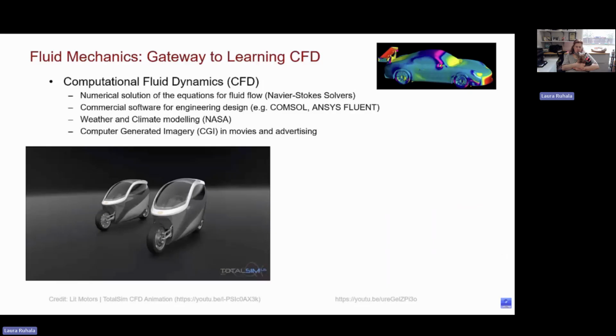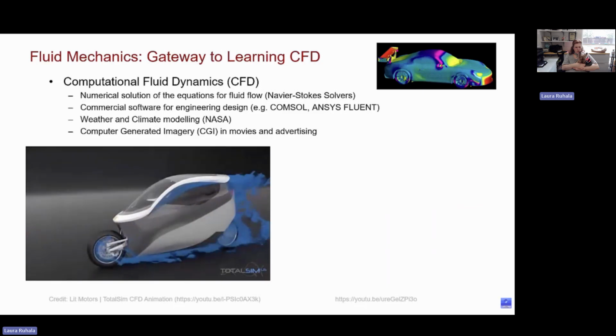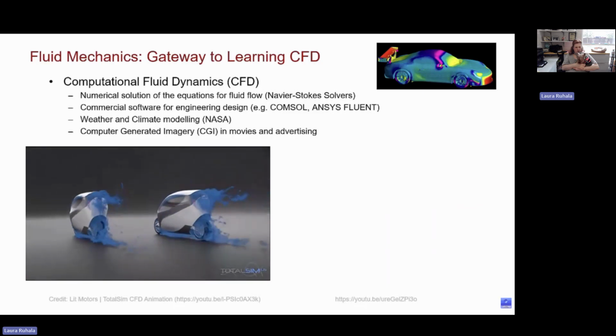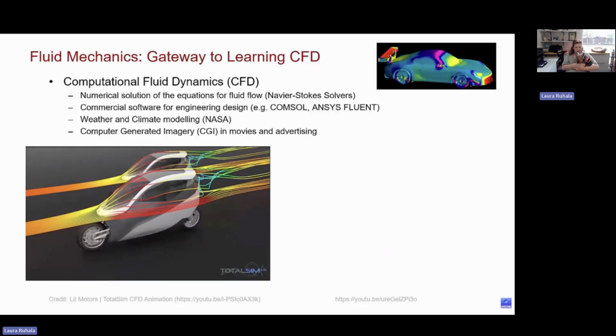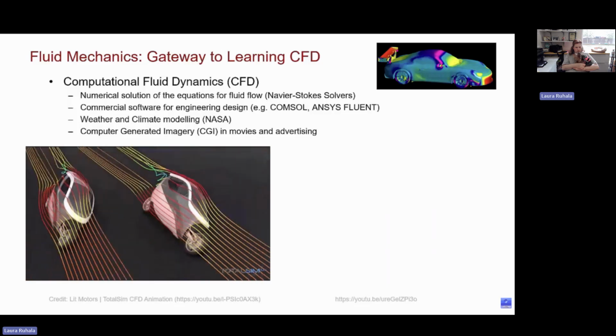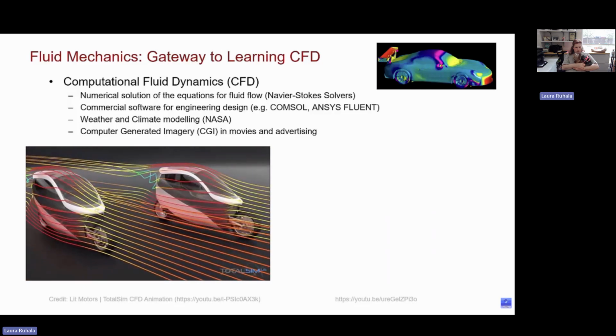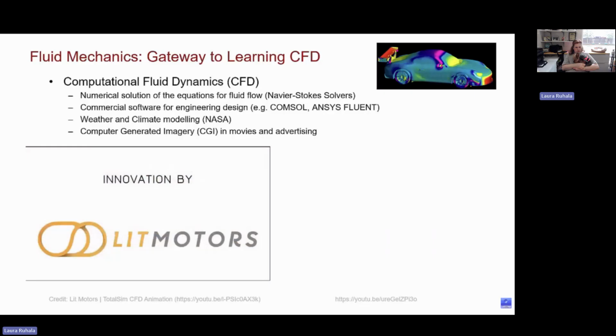Let me start this little video here. This is a solution of fluid flow over a small vehicle. And of course, the idea here would be to predict the flow patterns and the aerodynamic drag, with an eye to minimizing the aerodynamic drag on the vehicle. And there are some really nice commercial solvers out there, commercial software for engineering design involving CFD. One's called COMSOL, another one is ANSYS Fluent.